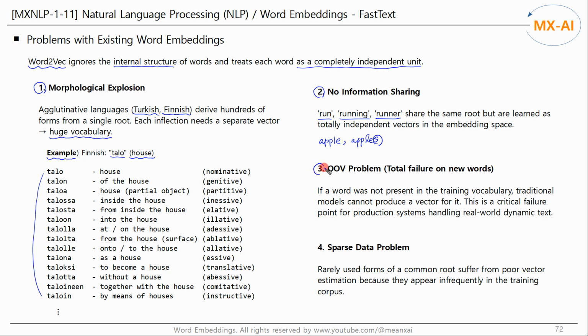The third problem is the well-known out-of-vocabulary or OOV problem. If a word that never appeared during training shows up at test time, the model has no way to represent it. The fourth problem is insufficient training for rare words. Words that appear only once or twice in the corpus do not receive enough statistical information, so their vectors are often poorly trained. FastText was proposed to solve these problems.